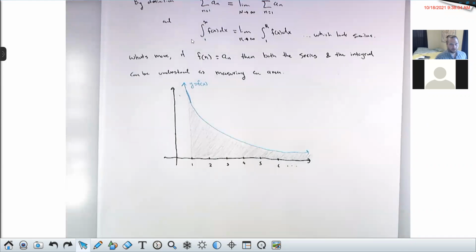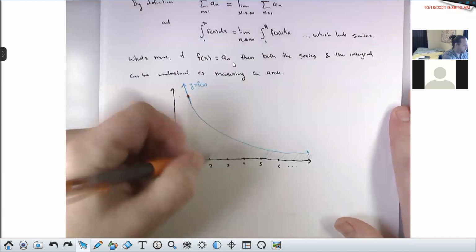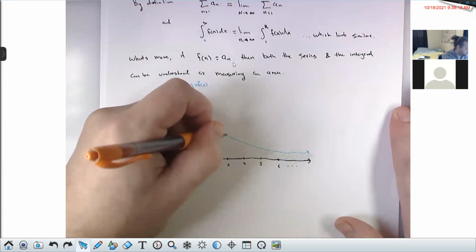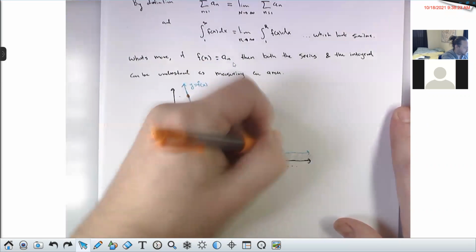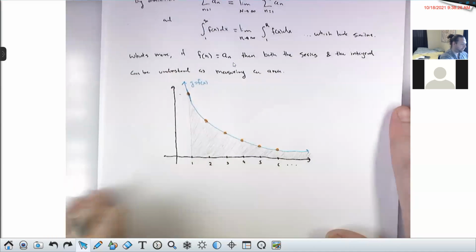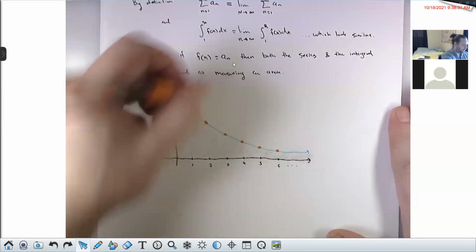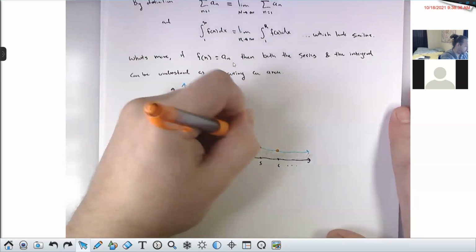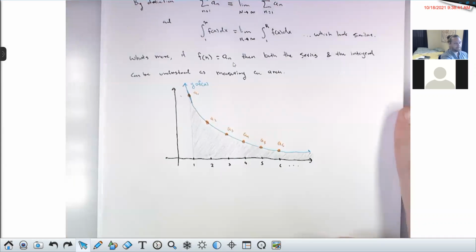And when I say f of n is equal to a_n, what I mean is that the graph of the function and the graph of the sequence match along the sequence. In other words, the orange here is the graph of the sequence a_n. So this height right here would be like a_1, this would be like a_2, a_3, a_4, a_5, a_6, and so on.